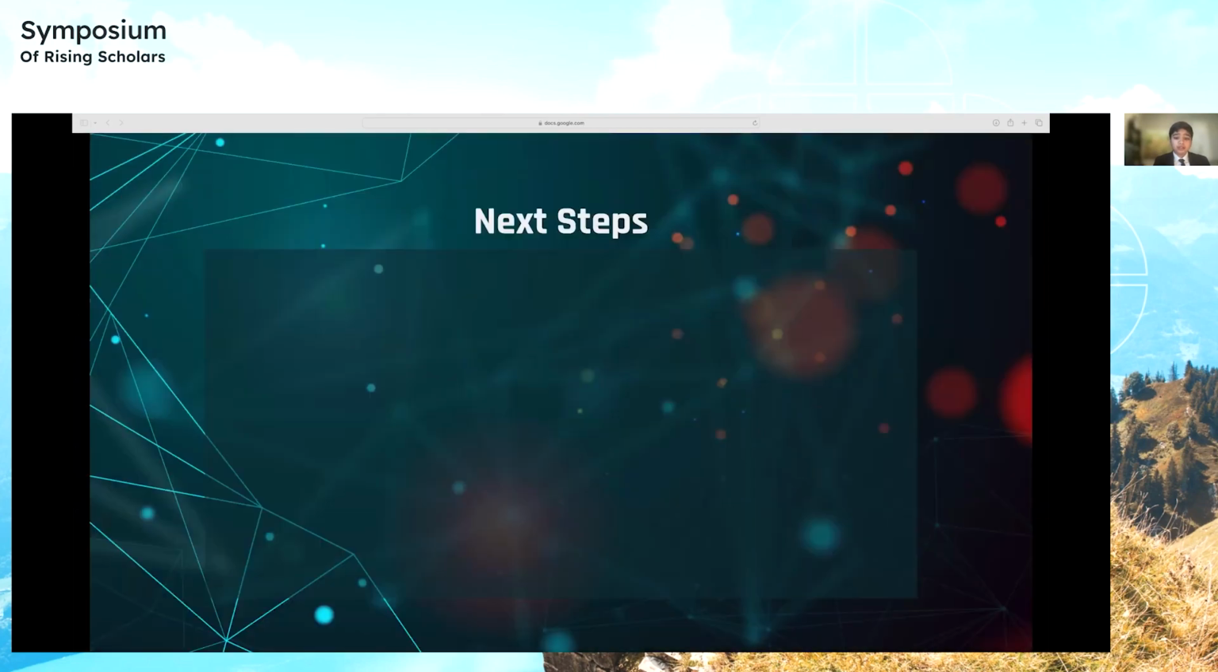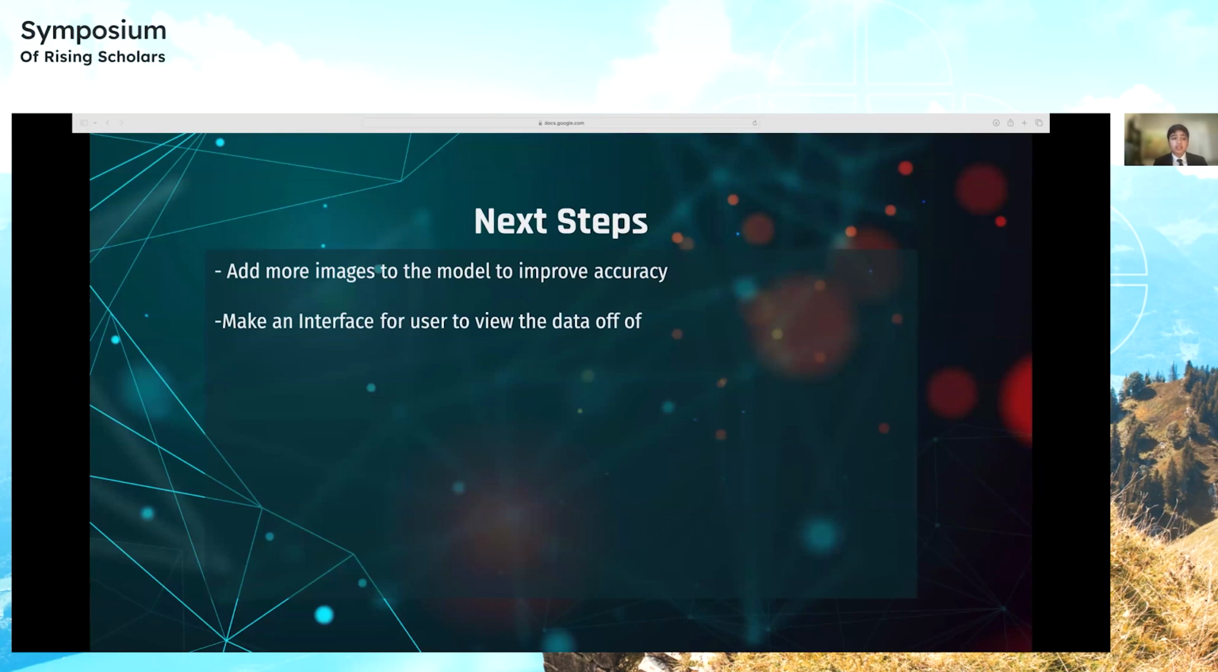Next steps would be to add more images to the model to help improve the accuracy, and also make an interface to view the data. Currently, the data could only be seen on the model itself, so you wouldn't be notified if there was an unknown person at the door. However, in the future, I could create an app which would notify the user when there is an unknown person at your door.